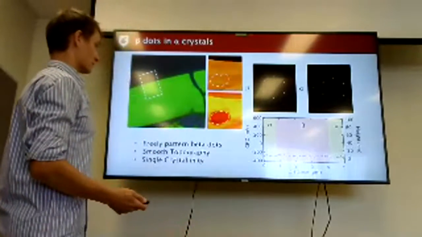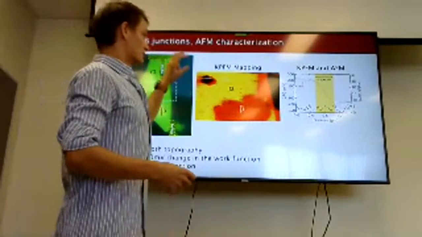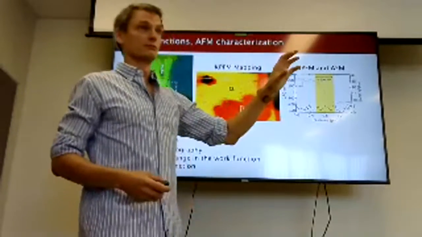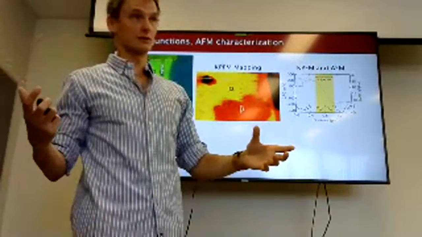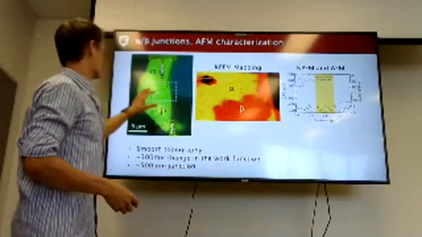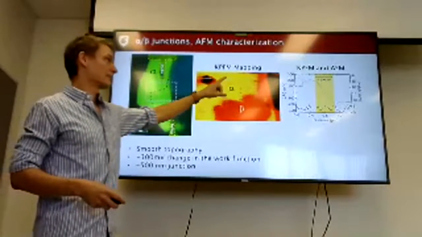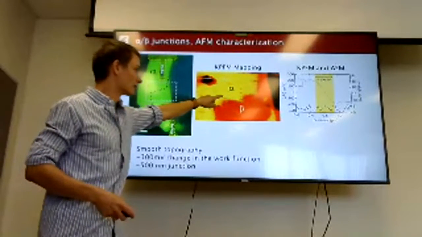So that was the next thing we did. The idea here was that we took a whole bunch of these polka dots and just joined them together, hoping that if we do that, then we'll have a beta phase region and an alpha phase region. Okay, so here's the device on the left, a KPFM map, and then a KPFM AFM trace of this dashed line.